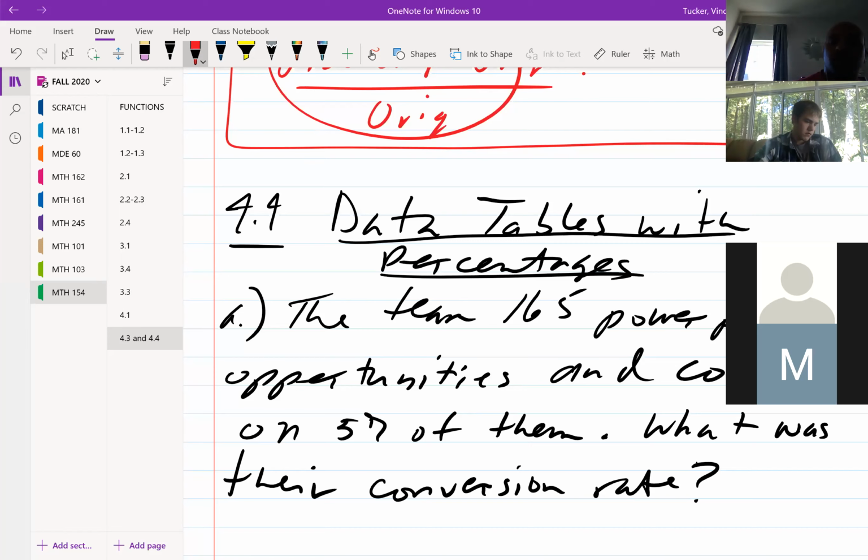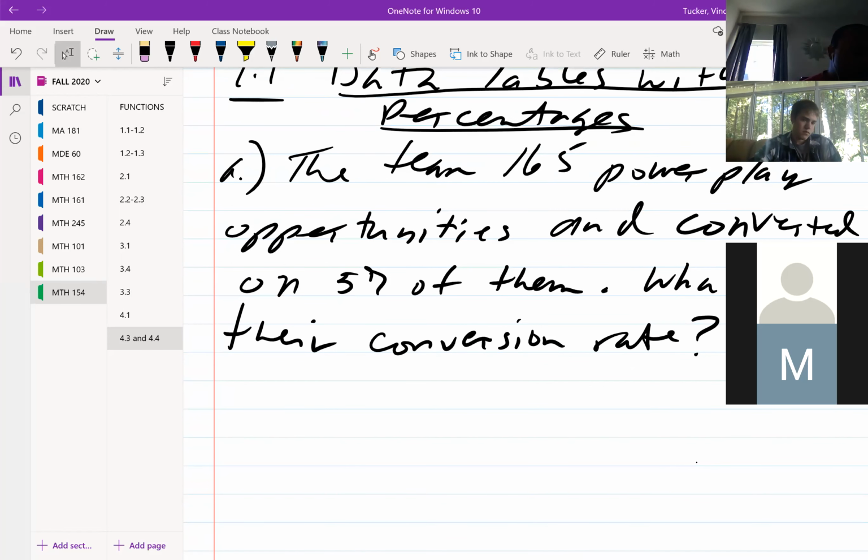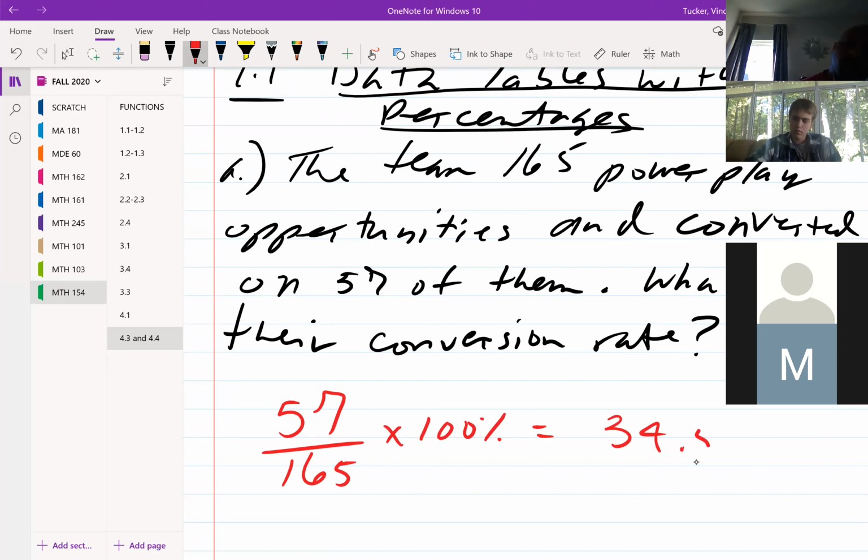So all that is you take 57, place it over 165, multiply it times 100%, 34.5%.